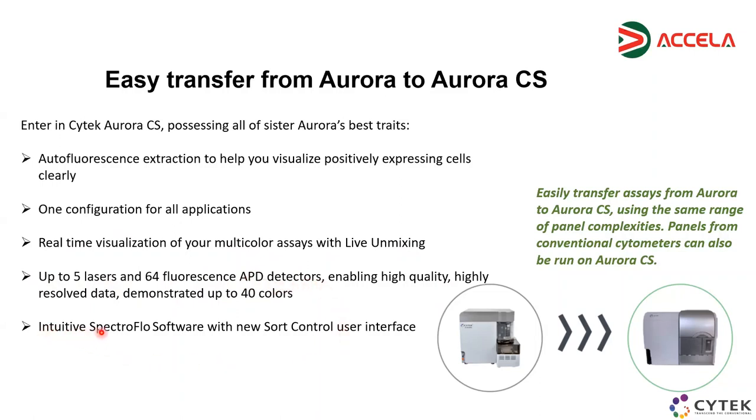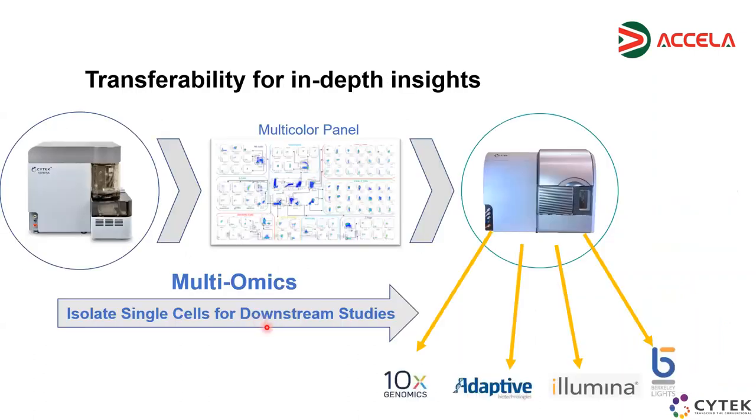And the software is also basically the same spectral flow software with this integrated module, of course, which is called sort control, which will guide you through the steps of sorting after you have acquired the data. Yeah, so this is our goal, to make your life easy. If you already appreciate this spectral technology, you can switch quickly to the Aurora Cell Sorter.